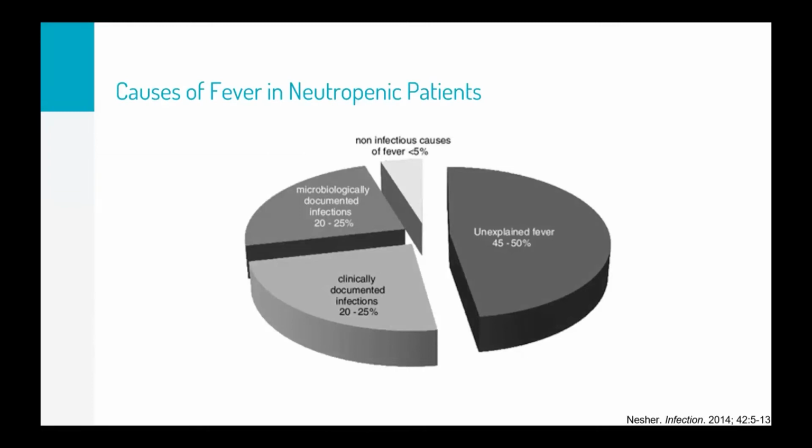This pie chart shows the proportion of documented infections versus unexplained fever in neutropenic fever. As you can see, in over half of the cases, there is no explanation of fever or any infectious cause of fever identified. So often that means we are treating with broad spectrum empiric antibiotics for a prolonged duration, since we don't necessarily know what we are treating. Of the documented infections, most of them are due to bacterial infections.